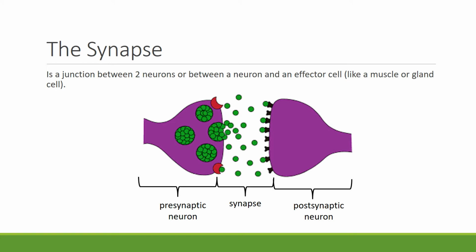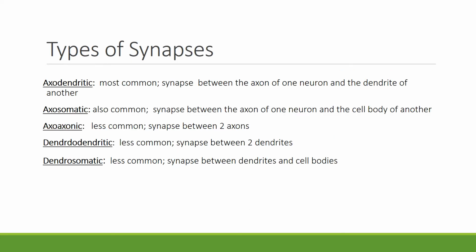It is important to be able to get the action potential from the presynaptic neuron to the postsynaptic neuron. In this case, the way that's accomplished is by a chemical being released in the synapse. This chemical is known as a neurotransmitter. There are various types of neuron-to-neuron synapses.